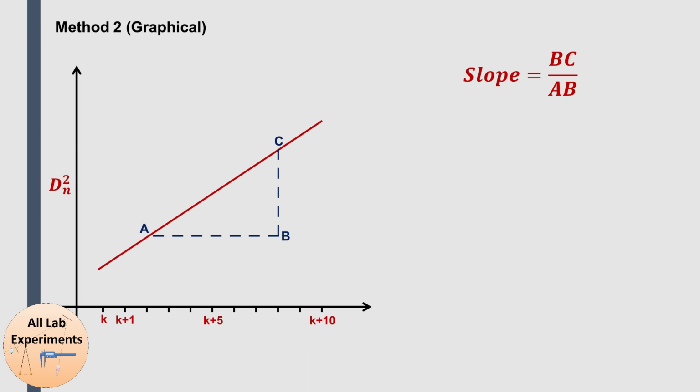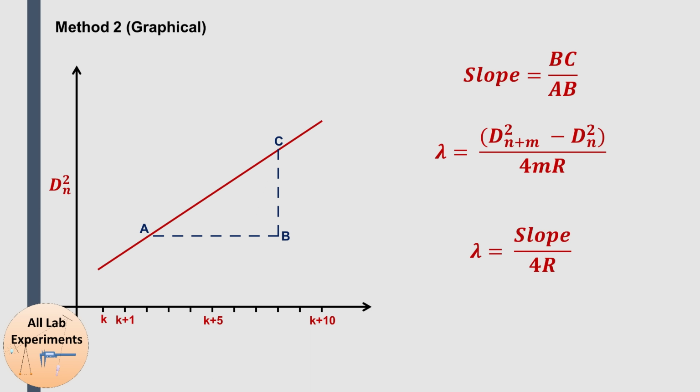So basically the formula for wavelength is this, as we have discussed earlier. The difference of square of diameters divided by this m can be replaced by the slope of this line. So finally the formula becomes wavelength is equal to slope divided by 4R. So in this way we can find out the wavelength of sodium light using Newton's ring experiment. But the quantity R, which is the radius of curvature of this convex surface, is still unknown.